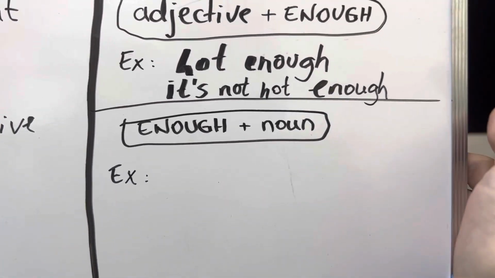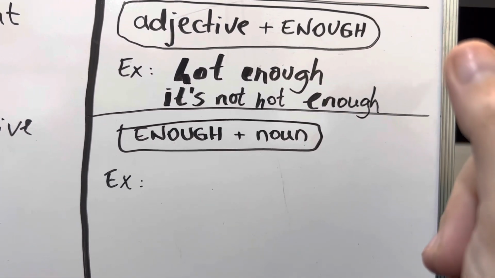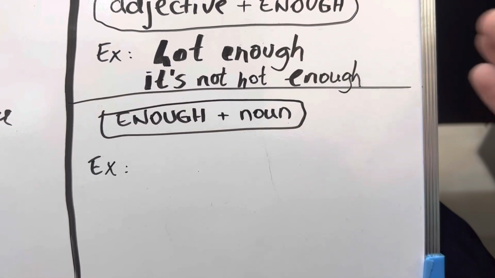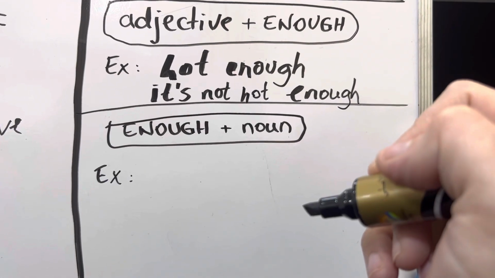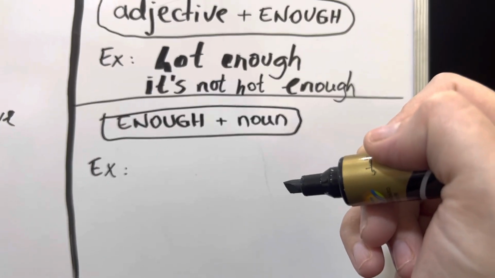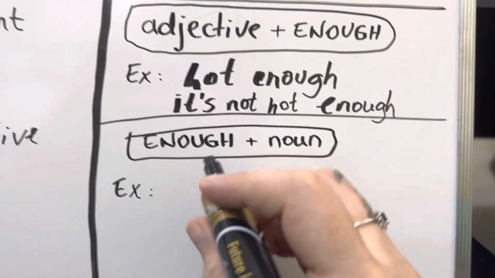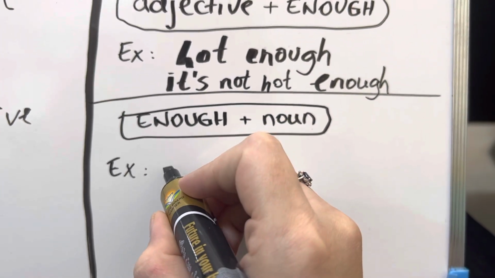But we can also use enough with nouns, we said. So for example, I don't want to say hot. I don't want to use an adjective. Hot is an adjective because it describes something. I want to use the noun. What noun can we use in this case? Let's think about it. Let's say heat. Okay, so we can say there is enough.